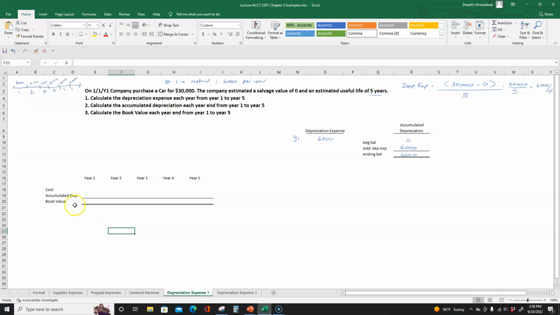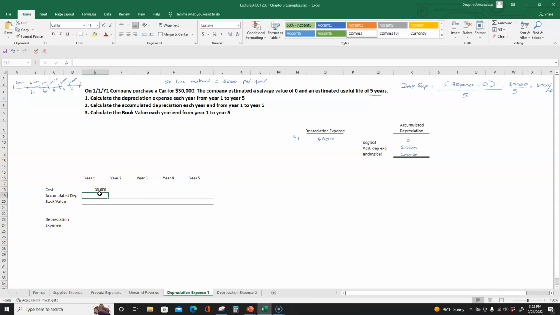So that we can calculate the cost of accumulated depreciation and the book value. And then each year, the depreciation expense, I'm going to show you that as well. So we've already got the dollar amounts for year 1. What is our cost? We know that the cost is $30,000. What is accumulated depreciation? Accumulated depreciation in year 1 is $6,000. This is the ending balance and we have it listed here.